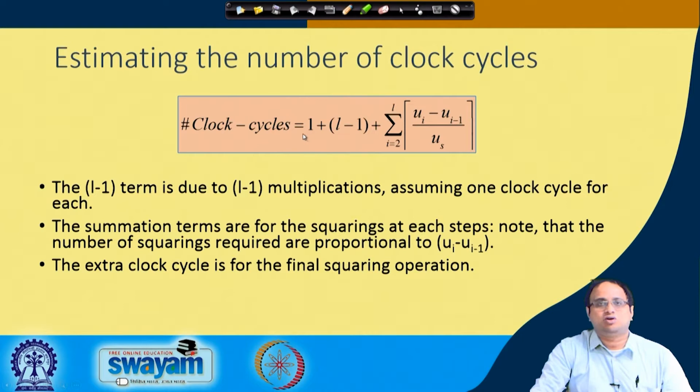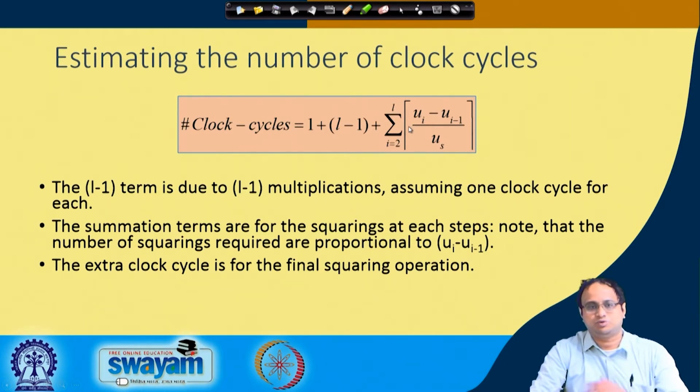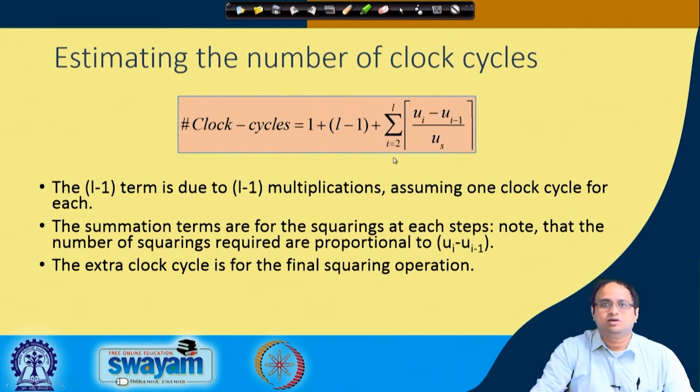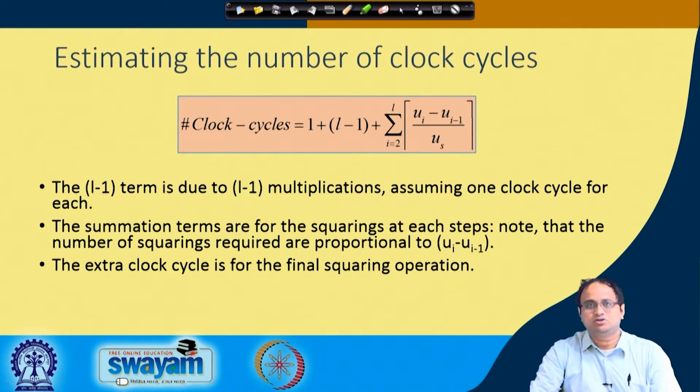You need 1 extra clock cycle for the final squaring operation, because you have to do a final squaring at the end, and this summation gives you the number of squarings for doing all the iterations which were there in the previous table. You can observe that the number of squarings is U_i minus U_(i-1). U_i is one addition chain value, and U_(i-1) is the previous one.